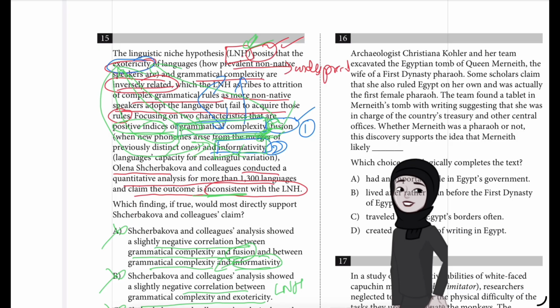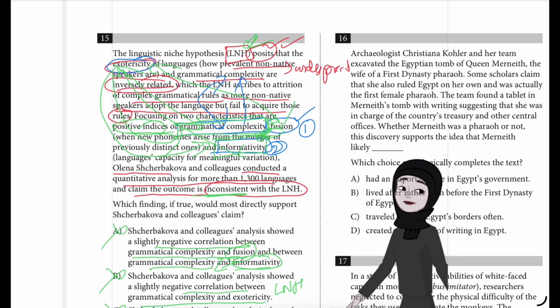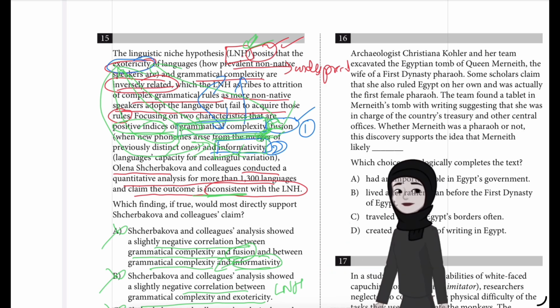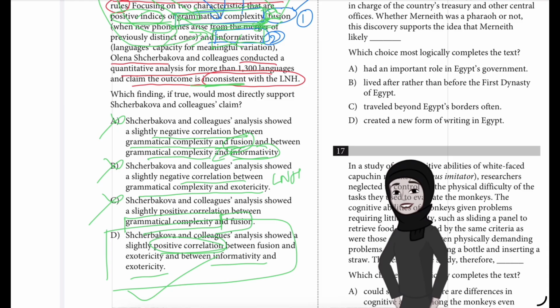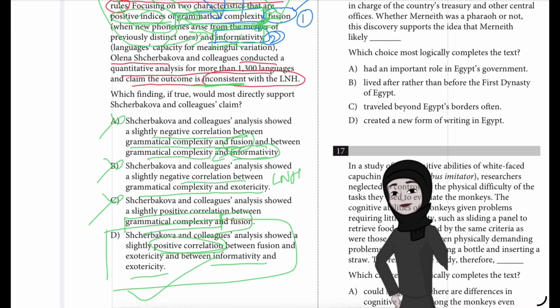Then according to the text, Shcherbakova and colleagues focused on two positive indications of grammatical complexity, fusion and informativity, and analyzed their occurrence in over 1,300 languages. Then if the researchers found a slightly positive correlation between fusion and exotericity and between informativity and exotericity, meaning that to some extent grammatical complexity increases as the number of non-native speakers of a language increases, so their outcome would not be consistent with the assumption that exotericity and grammatical complexity are inversely related as per the LNH.